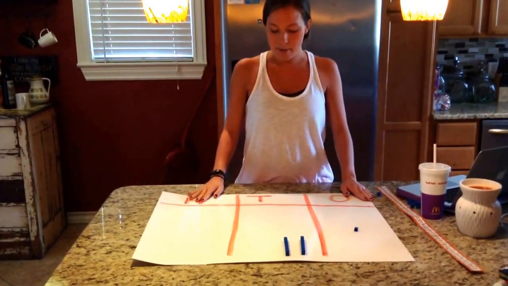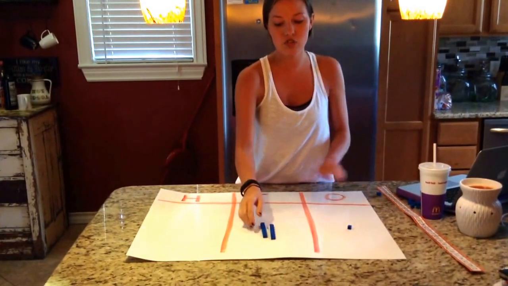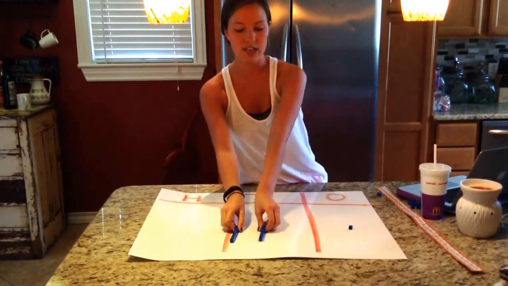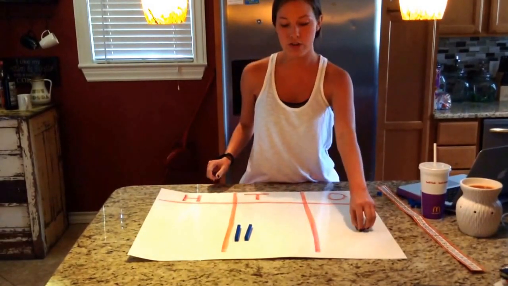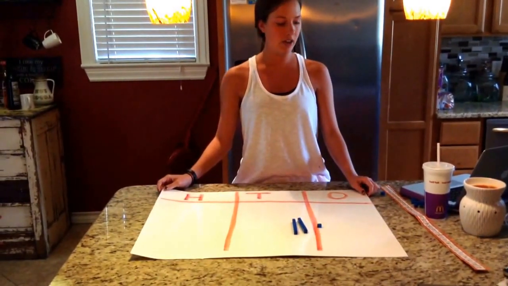So now, how many total does Sally have? Well, she has 2 rods, each rod equaling 10. So 10 plus 10 is 20, plus 1 unit, so 21. Now I'm going to explain it using our linear model.